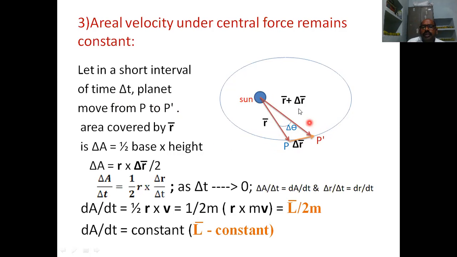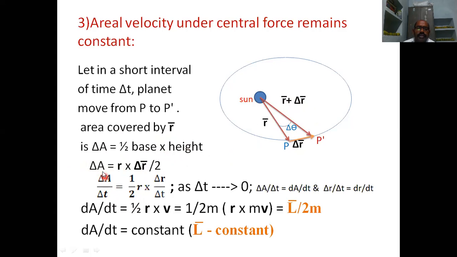Now the position vector is r bar plus delta r bar. From this triangle, according to the vector addition of triangle, it becomes r bar plus delta r bar. Now it is one triangle. So the area of the triangle is delta A equal to half into base into height. It is the base and it is the height. So half into base r bar and height delta r bar.